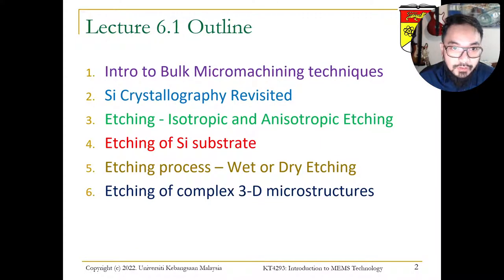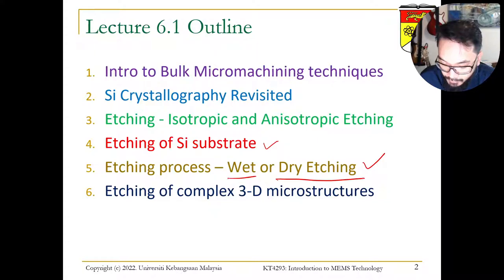Starting from the outline, we know that it is about looking at bulk micromachining. We have first previously looked at crystallography, and then we look at the different types of etching, isotropic and anisotropic etching, and then we look specifically at how we etch a silicon substrate and the etching process itself, doing wet and dry etching, and then how we etch complex 3D structures. So in this topic, we focus more on wet etching, anisotropic wet etching for silicon substrate.